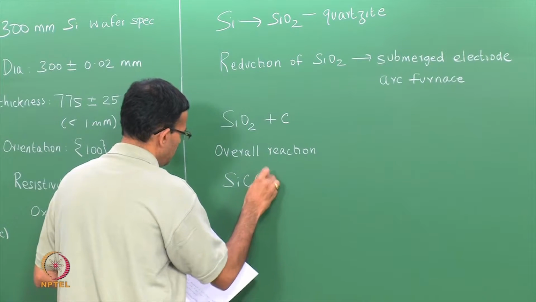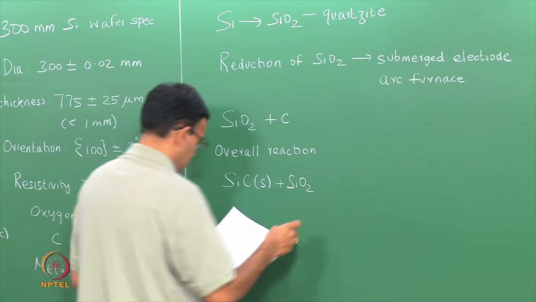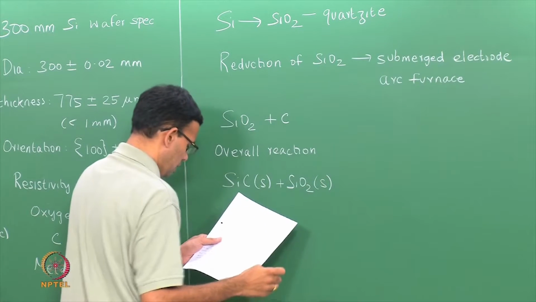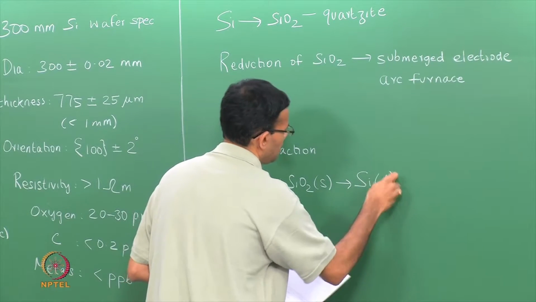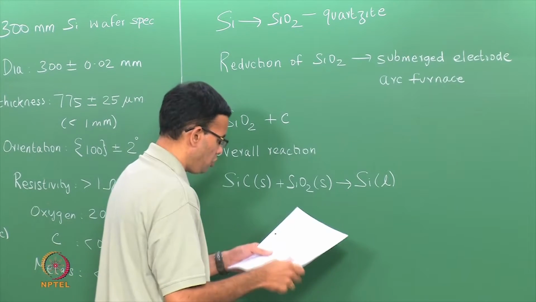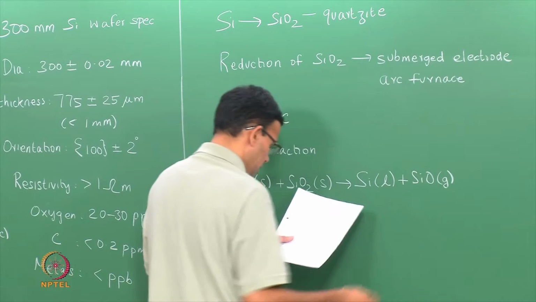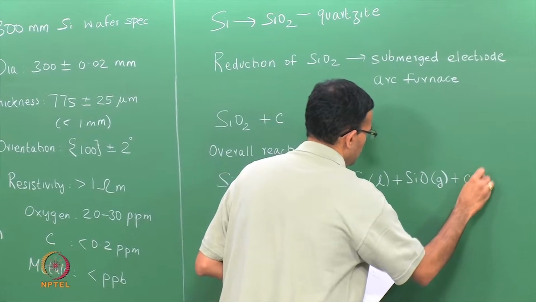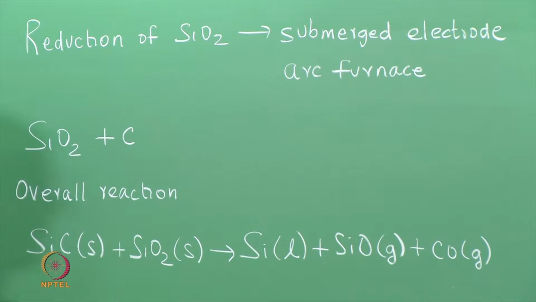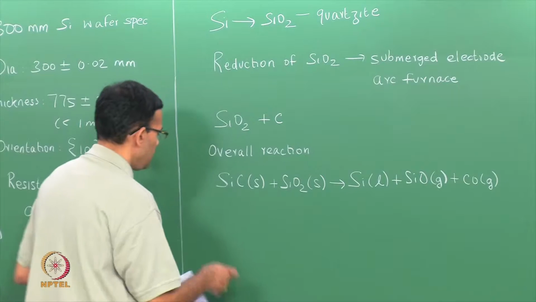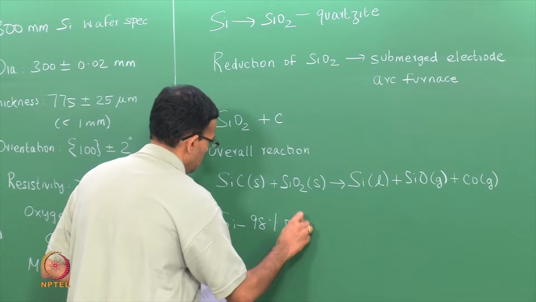is silicon carbide plus SiO2 giving you silicon, and the temperature is high enough so that the silicon is in the molten form, plus SiO in the gas phase plus CO gas. So the silicon that is obtained in the liquid form is separated. This silicon is approximately 98% pure.